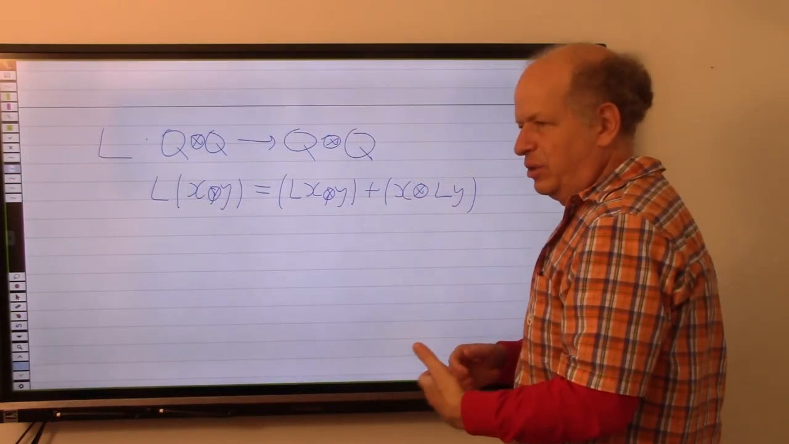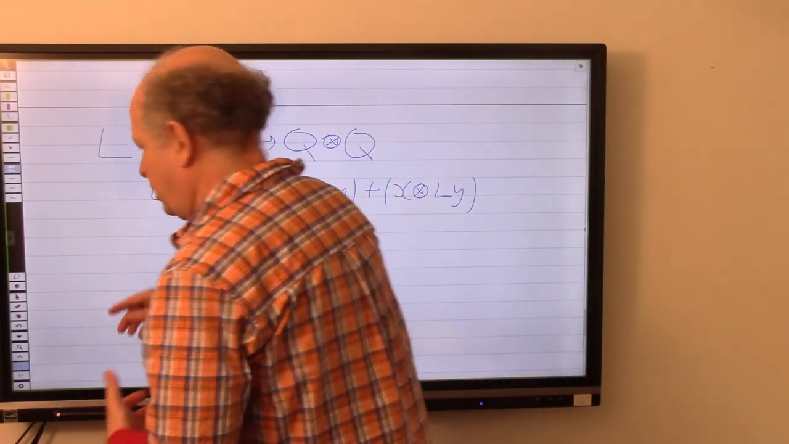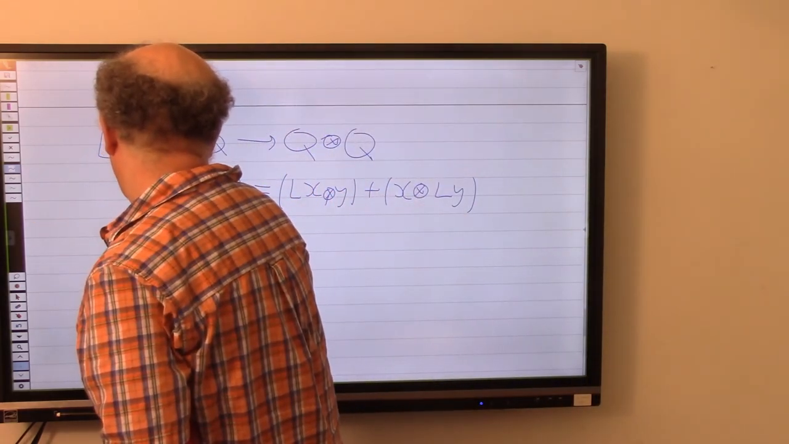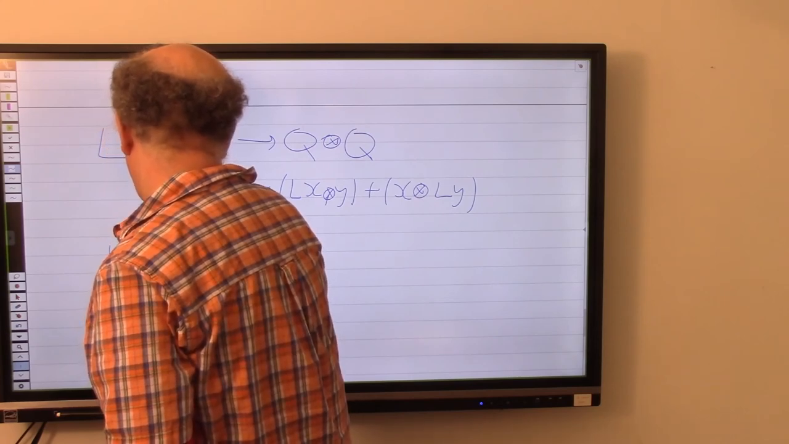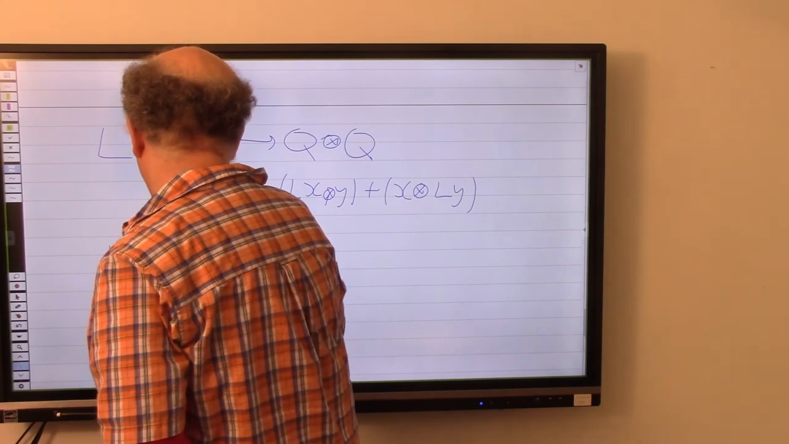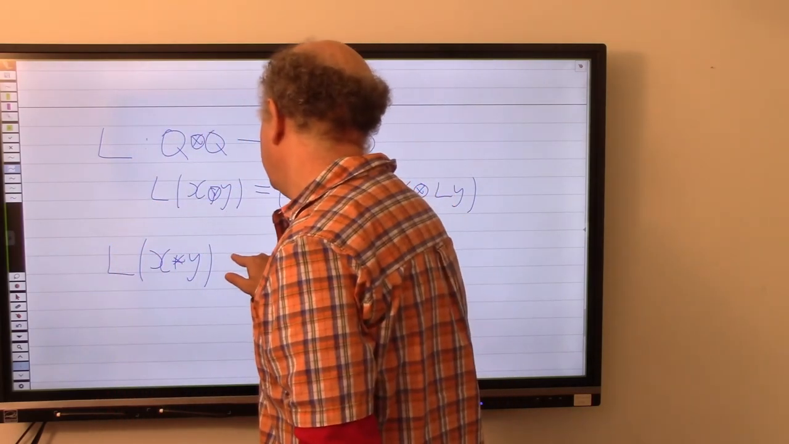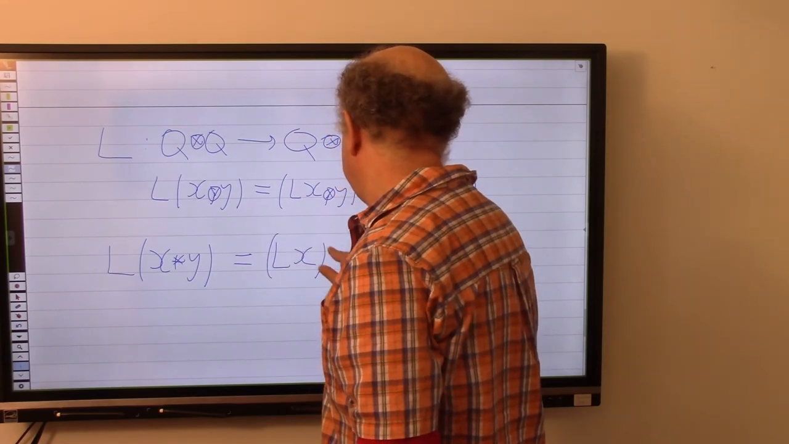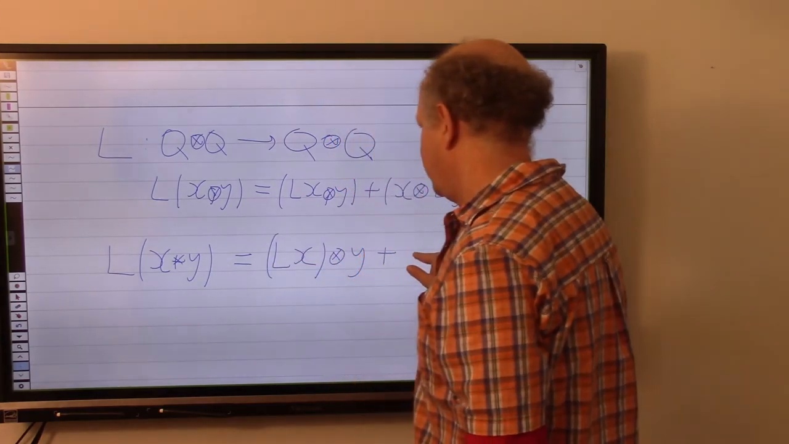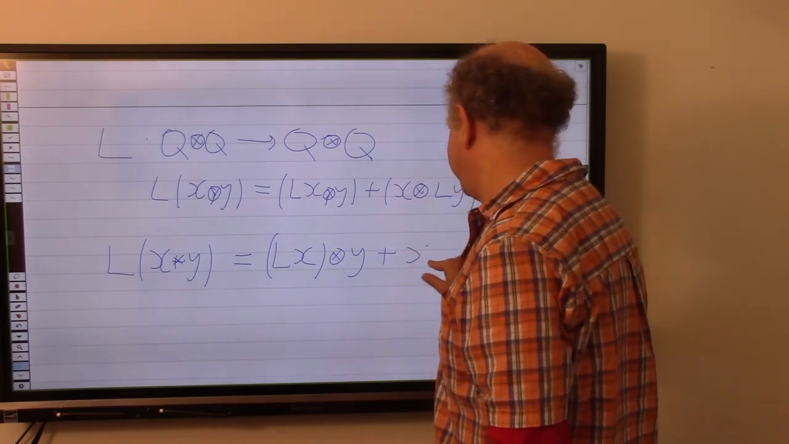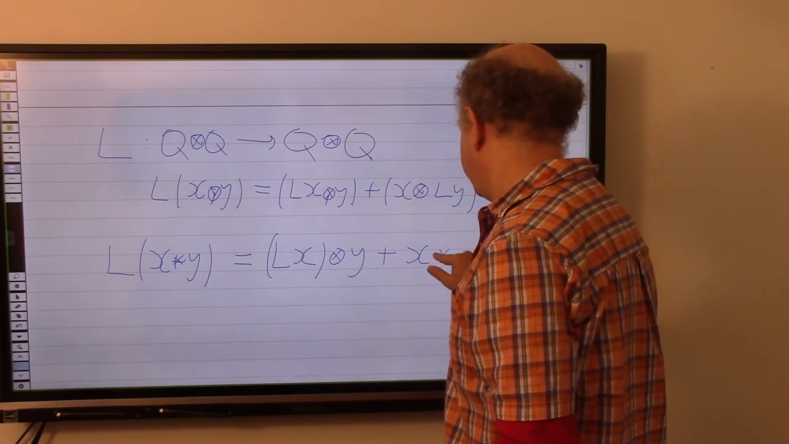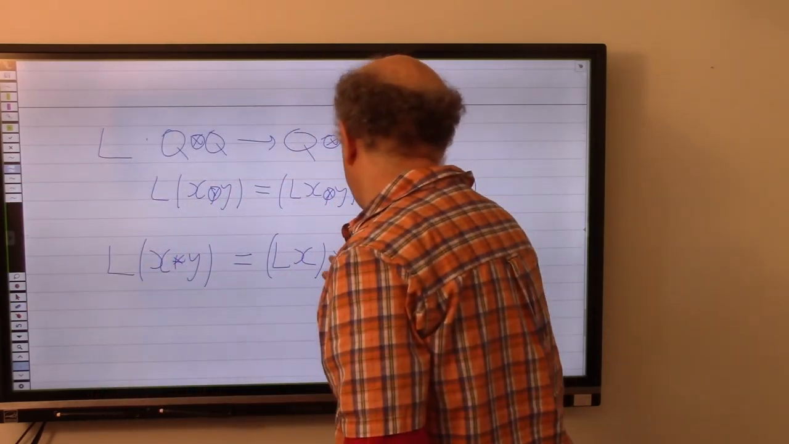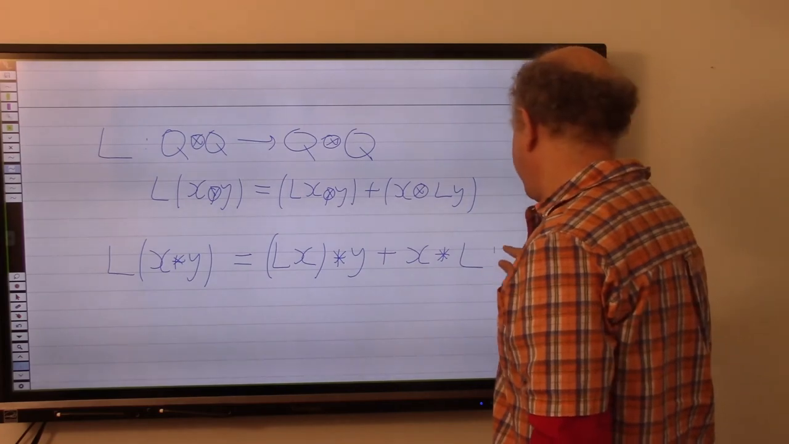And then the automorphism operation. The axiom which says that L is an automorphism becomes L of x star y is equal to L x star y plus x star L y.